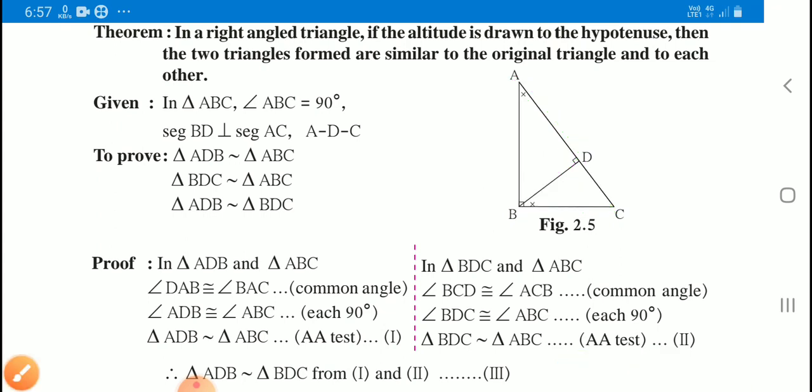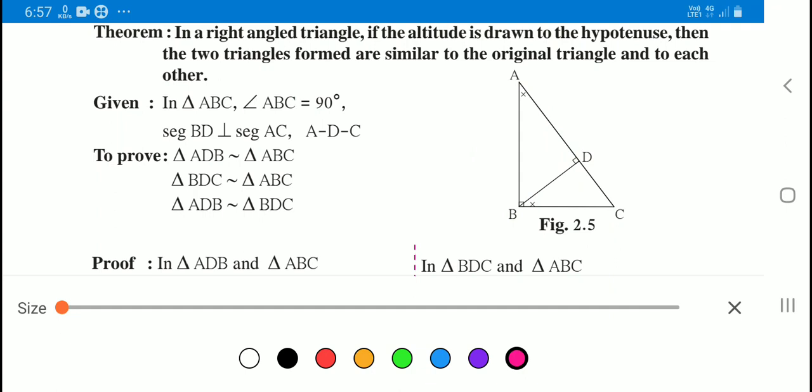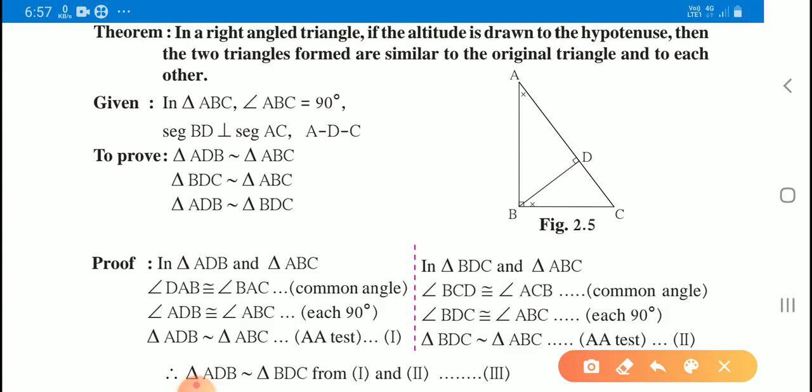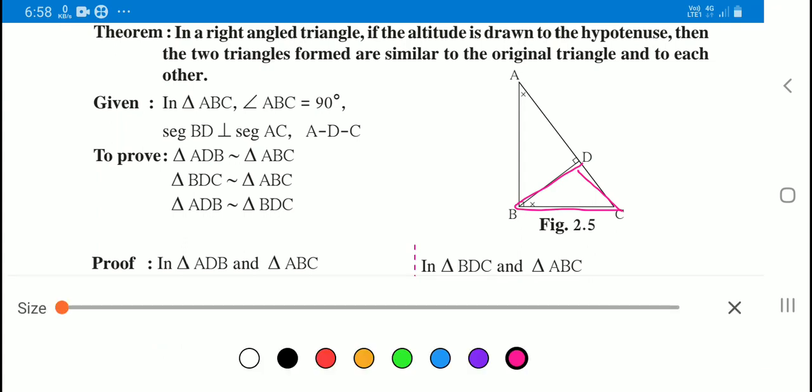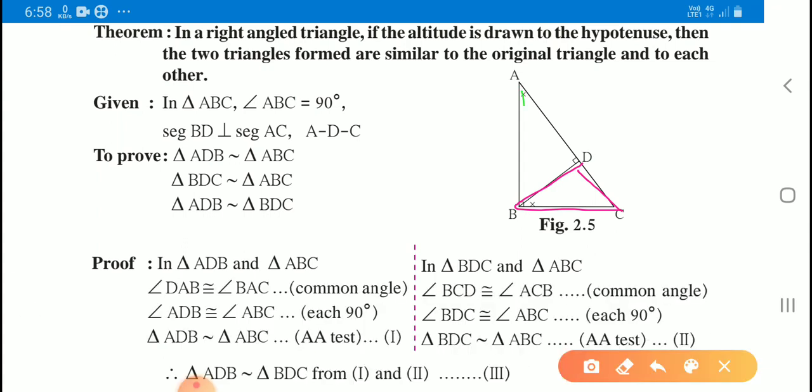Now we'll consider the other two triangles. Which triangles remain? Triangle BDC and again triangle ABC. In that also you can see C is the common angle. Then again D and B are 90 degree angles. So again you can see triangle BDC and triangle ABC are similar by AA test.